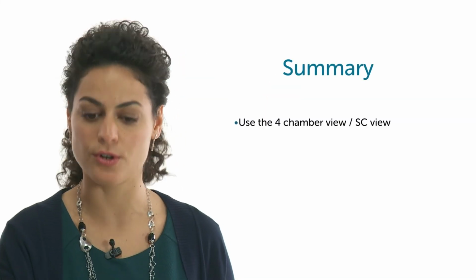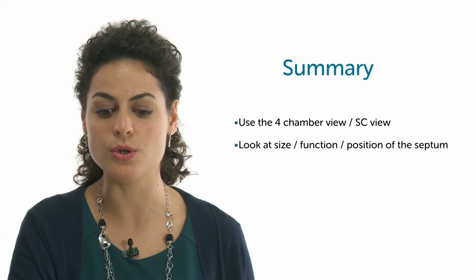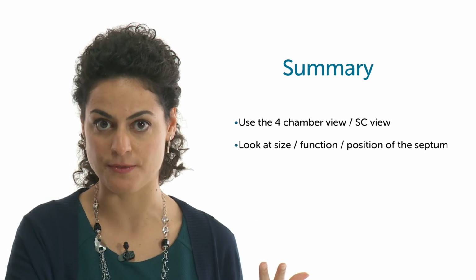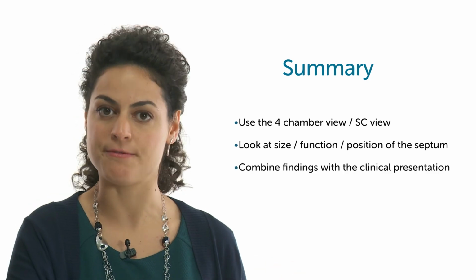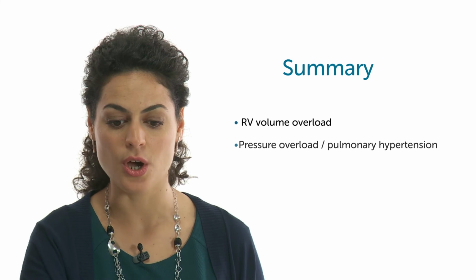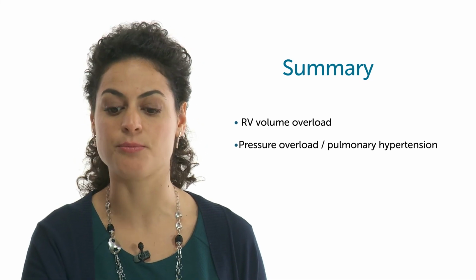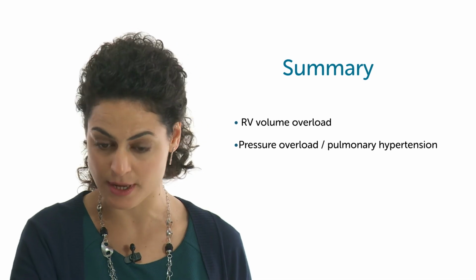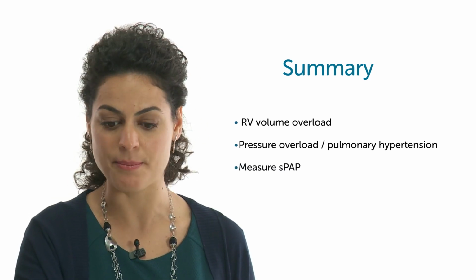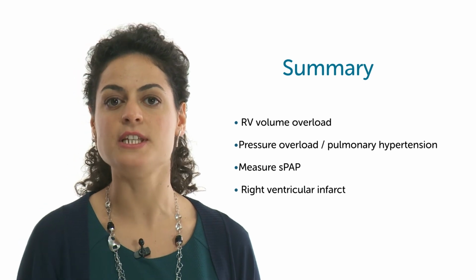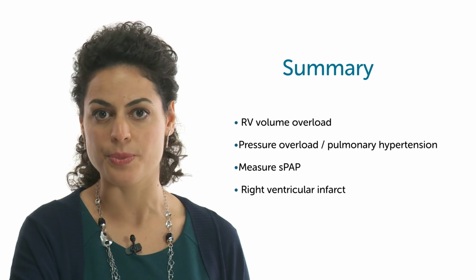So I think in summary, we can conclude this chapter with just a general conclusion. Yes, so when you want to assess right heart chambers, use the 4-chamber view and the subcostal view. Look at size, function, and position of the interventricular septum. Combine findings with the clinical presentation. Look at the causes of right ventricular dysfunction or dilatation, which are volume overload or pressure overload, such as in cases of pulmonary hypertension or pulmonary embolism, as we saw. Measure the SPAP and consider that causes of dysfunction of the right ventricle can also be the infarct.